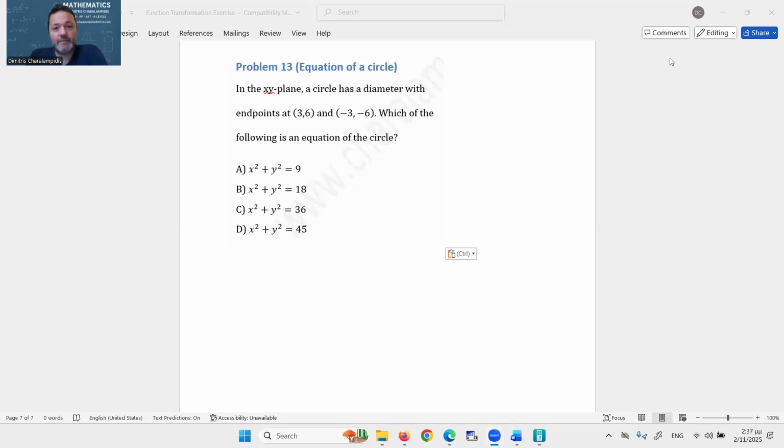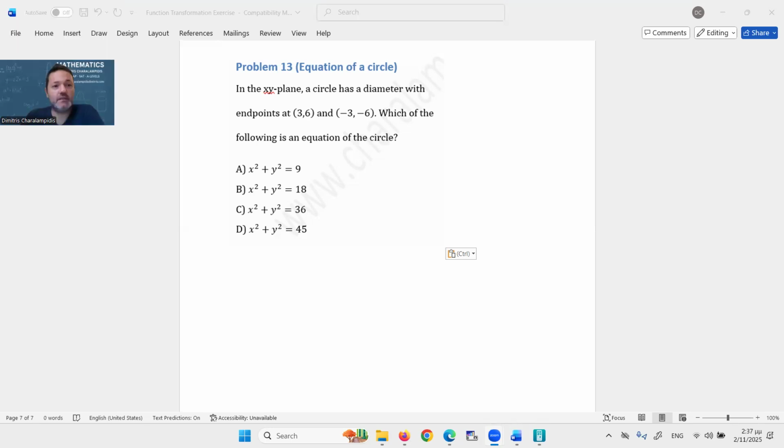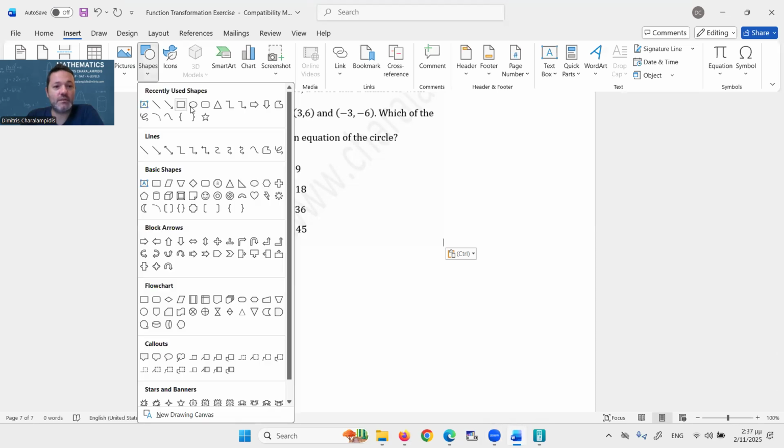Exercise 13. And this is indeed one of my favorite exercises. In the xy plane, a circle has a diameter with endpoints 3, 6 and -3, -6. Which of the following is an equation of the circle? And since we are here, let's use proper shapes.